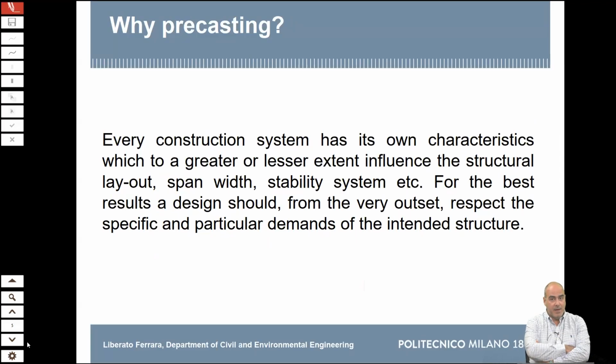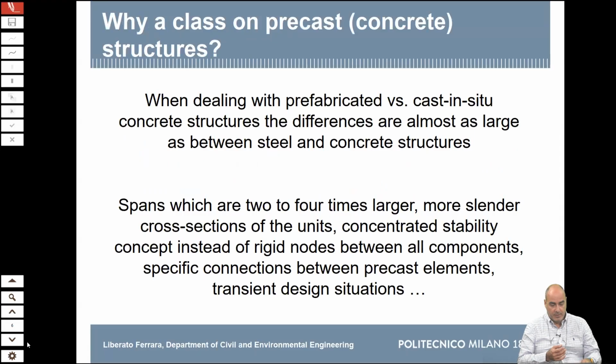And as we have learned beforehand, we must approach the whole problem from a holistic point of view, because we have a construction system with its own characteristics, and this governs the layout, the spans, the assembly, the stability of the system, and so on. So really, this has to be taken into account from the very onset of the design, from the very concept of the design. And it's very important to do that.